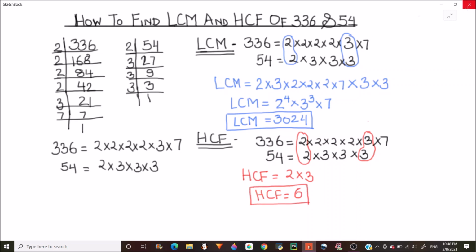So the LCM of 336 and 54 is 3024, and the HCF of the two numbers is 6. I hope this video is helpful to you and you can now find the LCM and HCF of any numbers.